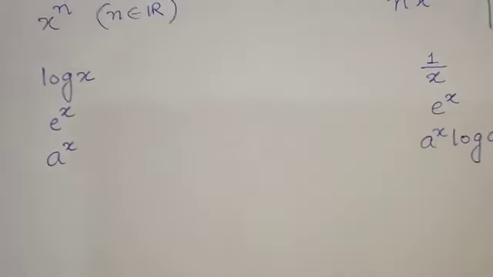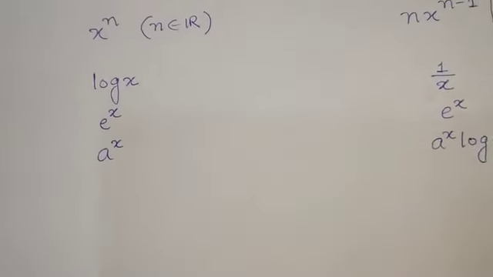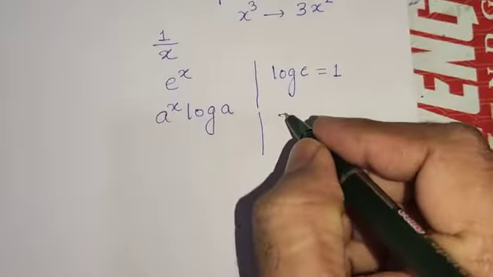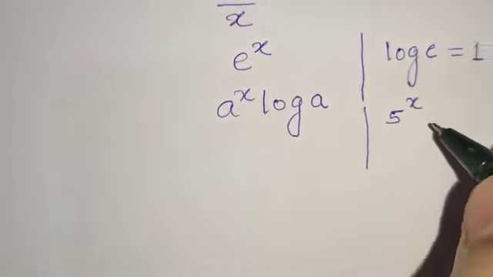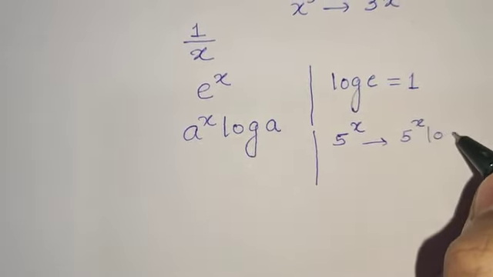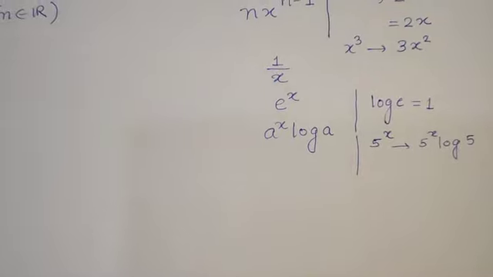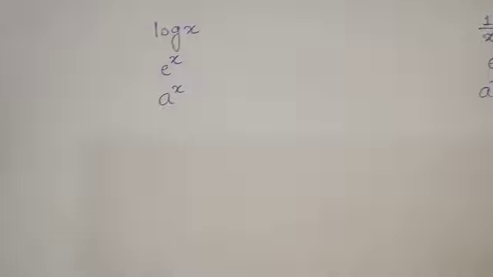Okay, so e raised to x has derivative e raised to x, a raised to x has derivative a raised to x log a. Now here is an example of a raised to x. Suppose I have 5 raised to x, its derivative by the formula will be 5 raised to x log 5. Similarly, you can find the derivative of 3 raised to x as 3 raised to x log 3.